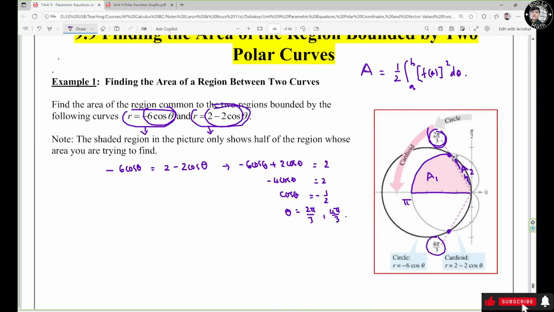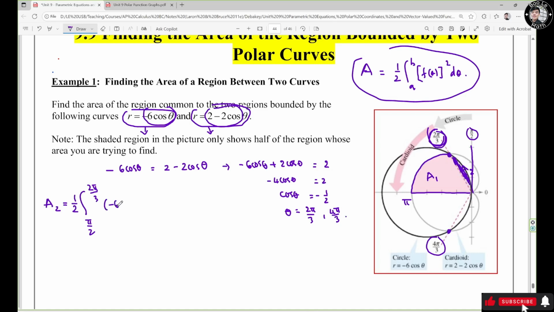Now, we need to calculate the area of this shaded region. This is A2. So let A2 equal 1/2, using the formula, the integral from pi over 2 to 2 pi over 3. This region is bounded by the circle, so we use the equation of the circle: negative 6 cosine theta squared d theta.